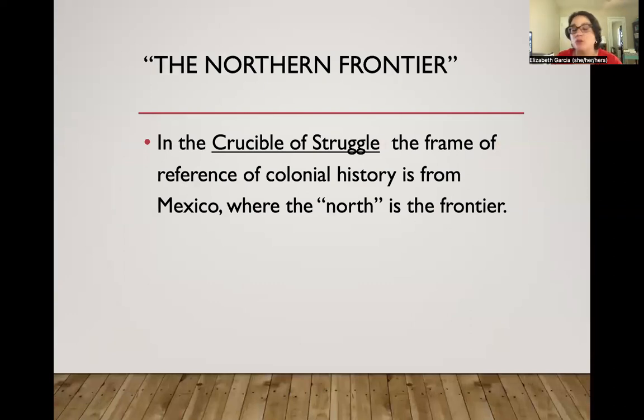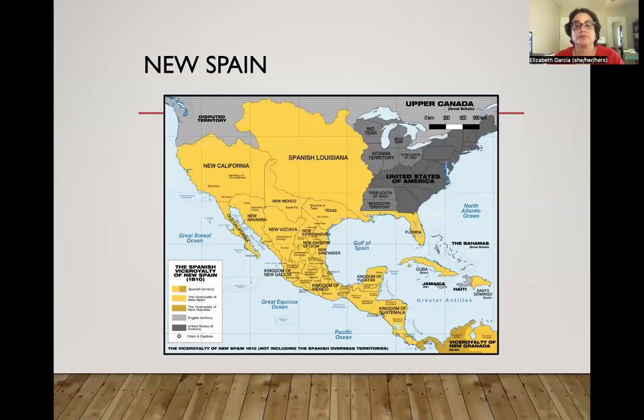Now, when we switch to the reading of the textbook, Crucible of Struggle, the frame of reference of colonial history is from Mexico, where the North is the frontier. So in American history, whenever we talk about the frontier, we're talking about the West and the movement west. From Mexico's perspective, the frontier was the North, right? And the northern areas of the country were difficult to manage.